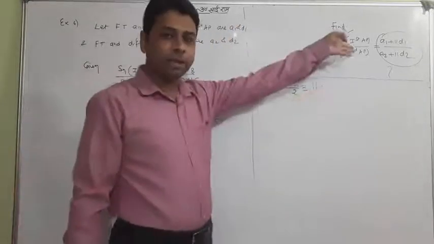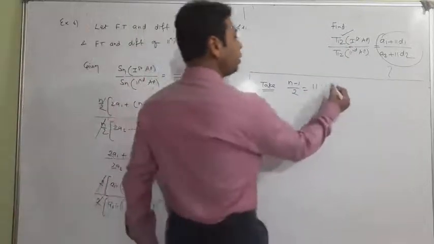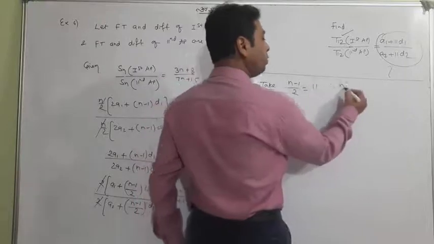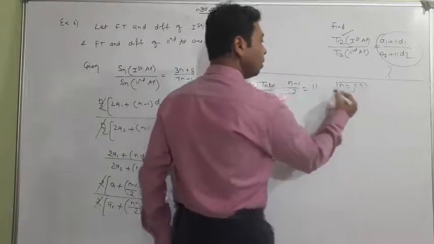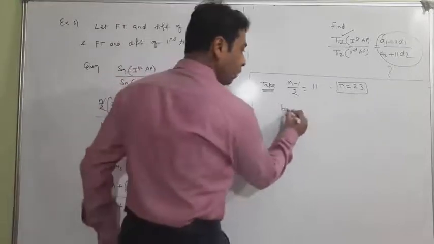Because we already know 11 from the rough section we have seen. So (n minus 1) by 2 is equal to 11. So this is 22 and 1, 23, n equals 23. So put n equal to 23 in equation 1, students.